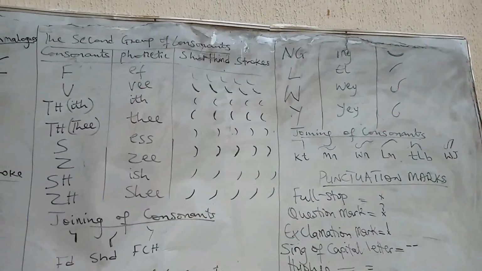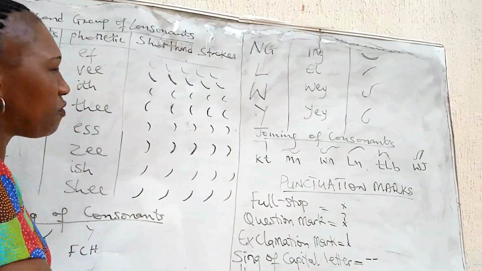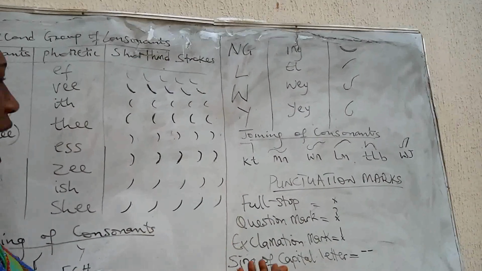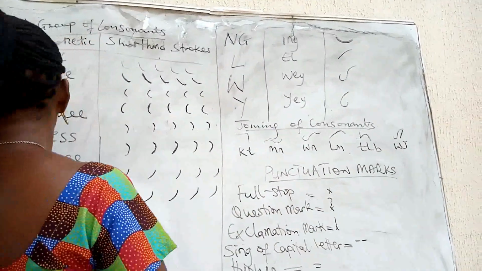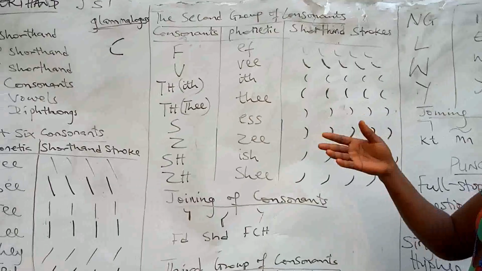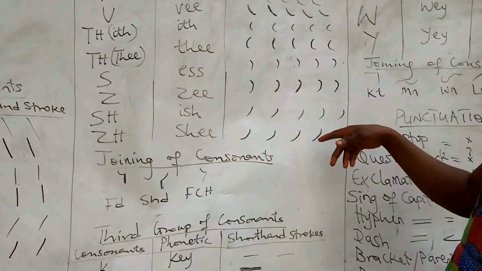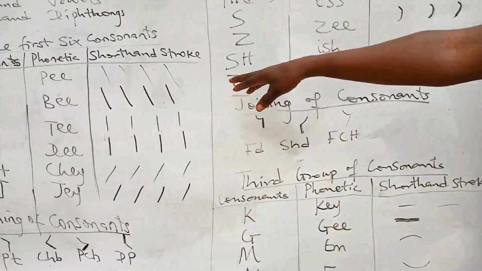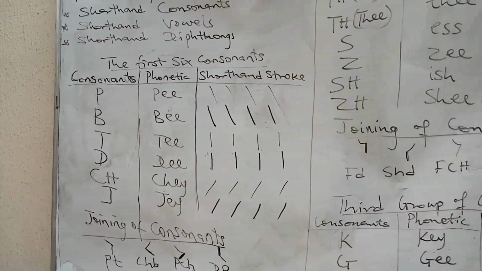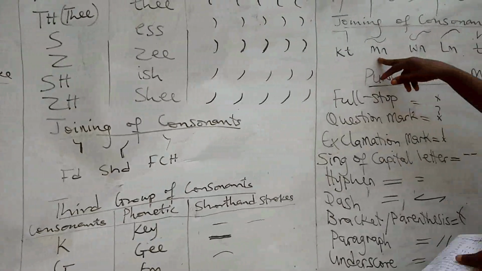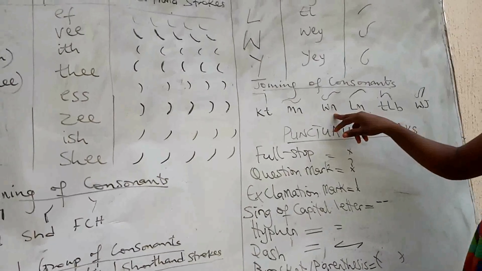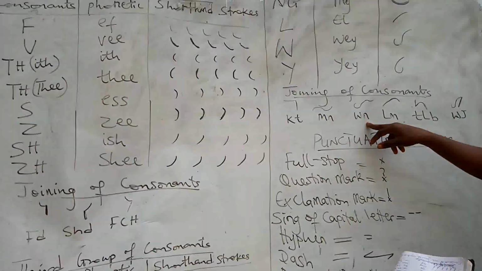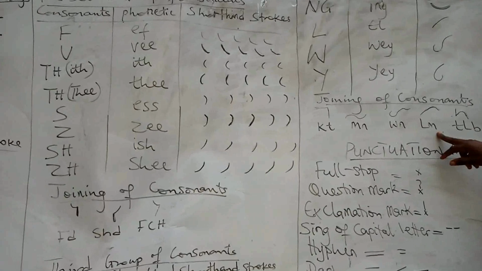Then, joining of consonants. You can join from the first group, mixed with the second group or third group. I wrote here K and T. K comes from the third group, T comes from the first group, and I join them. M and N come from the third group. W and N come from the third group. L and M come from the third group.